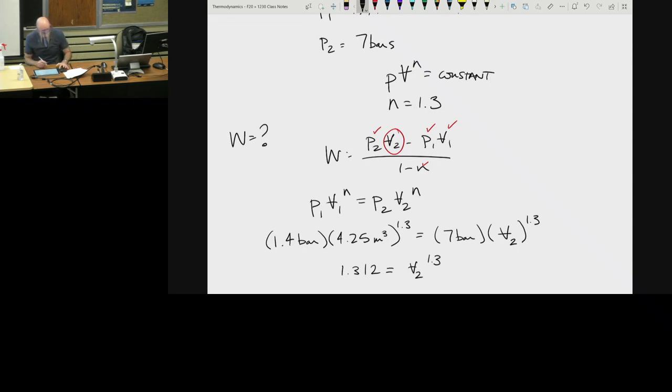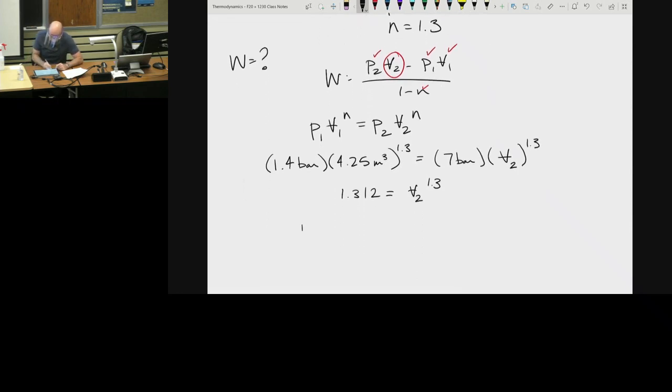And this is where I get a number of students that either panic or don't know how to use a calculator. Okay, because there's many, many ways to solve this. I like to use the x root. I like to take the 1.3 root of 1.312. That's actually fun how that worked out, right? But know how to use it. Know how to do this. Okay, it shouldn't be too difficult for you. So I do this, 1.312, and I get that my volume 2 is equal to 1.232 meters cubed.